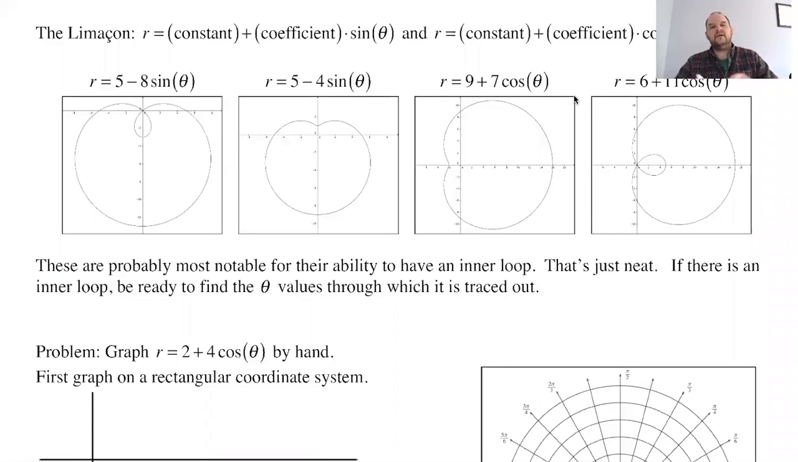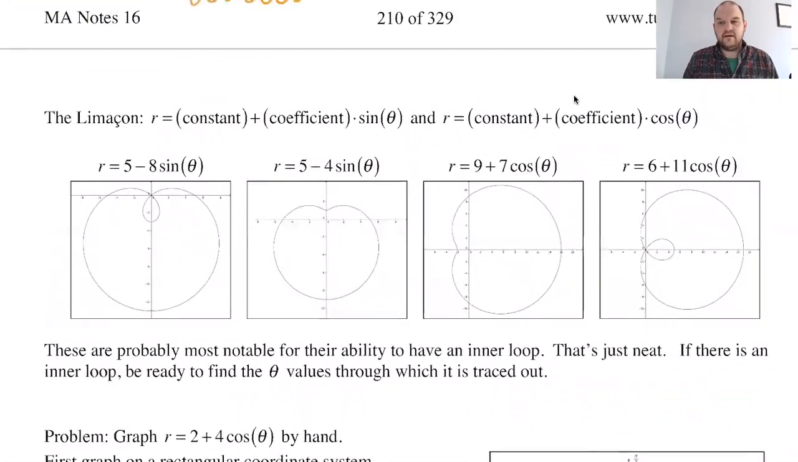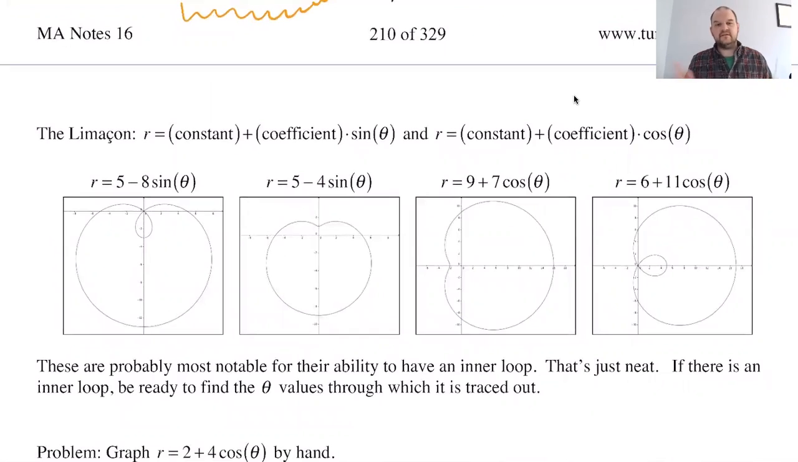All right. Now we are on the next page, which is page 211. And we're going to talk about limacons. So limacons are the more general form that cardioids come from, right? A cardioid was like a plus or minus a, and then cosine theta or sine theta. Limacons are like the parent function from which a cardioid comes.